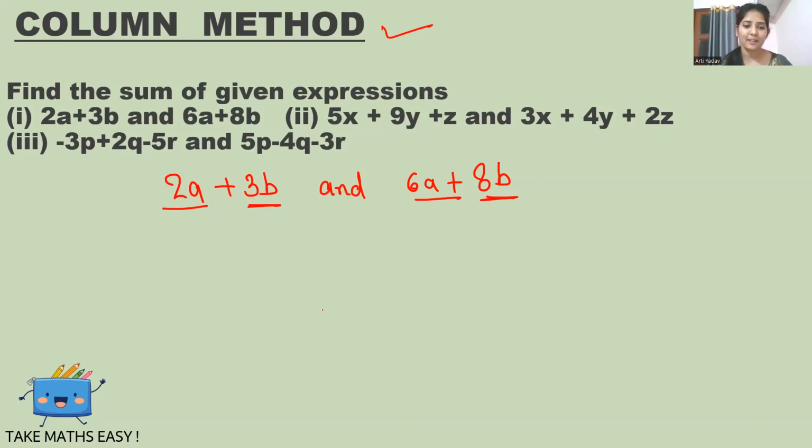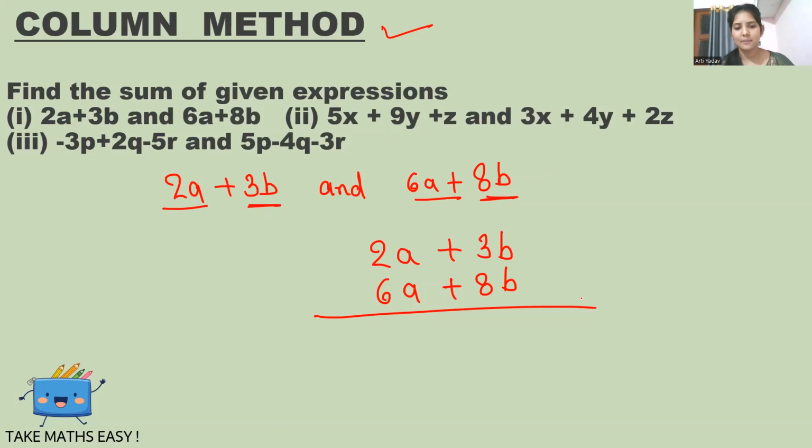अब column method में कैसे करना है? Column method में करने के लिए we will write them in a column. 2a plus 3b and below that 6a plus 8b. Okay, we have to add them. No need of making any sign, just simply we will add. 3b and 8b: the variable b will be the same, you only have to add the numbers. So 8 plus 3 will be 11, so it has become 11b.